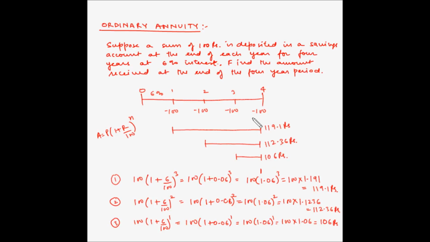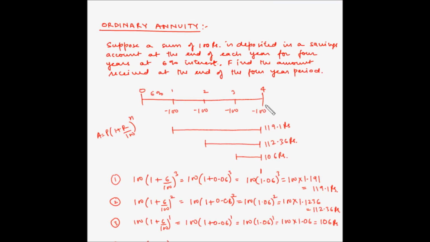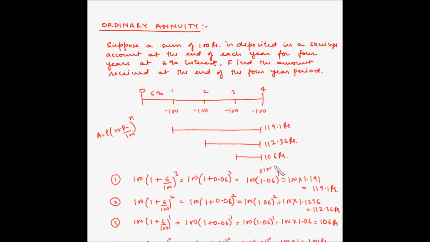Now let's move to the fourth investment of 100 rupees. So 100 into 1 plus 6 by 100. Now this is at the end of the 4 years, so the time for which this is invested is 0 years, so the power is 0. So 100 into 1 plus 0.06 to the power 0, 100 into 1.06 to the power 0. Now anything to the power 0 is 1. So this is 100 into 1, which is 100 rupees. So this is 100 rupees.